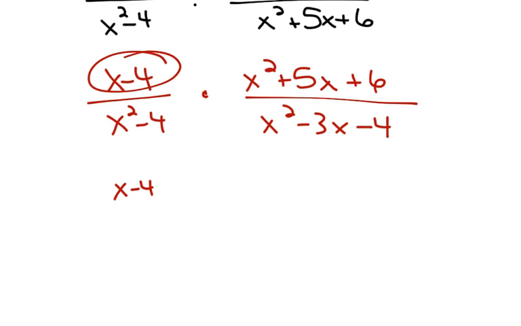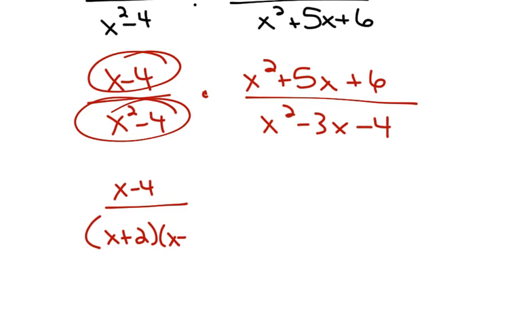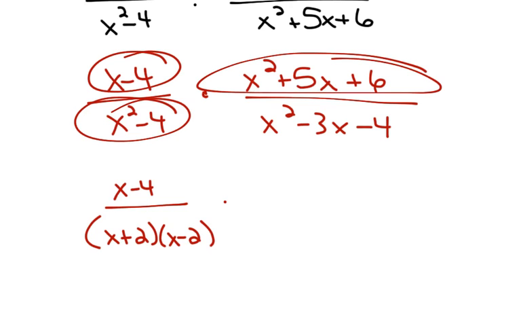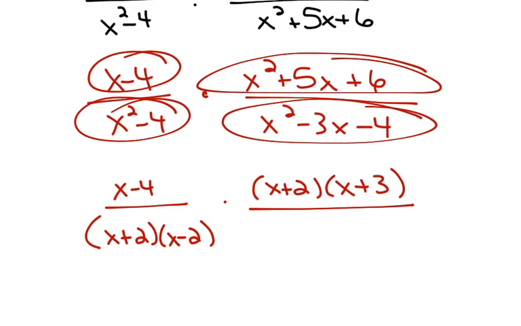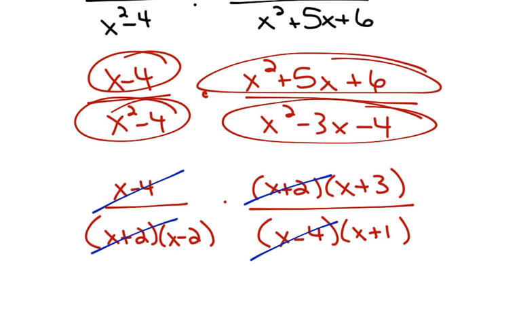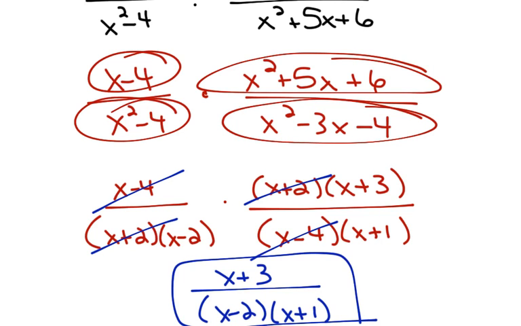This is not factorable. X squared minus 4, that's x plus 2, x minus 2. X squared plus 5x plus 6 factors into x plus 2, x plus 3. And x squared minus 3x minus 4 factors into x minus 4, x plus 1. Now I can find common factors. The x minus 4's go away, the x plus 2's go away, and that looks like it's it. So I'm left with x plus 3 in the numerator, and I'm left with x minus 2, x plus 1 in the denominator. And that's as simplified as I'm going to get.